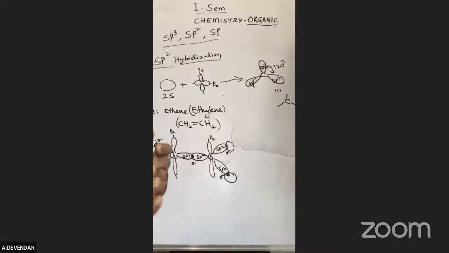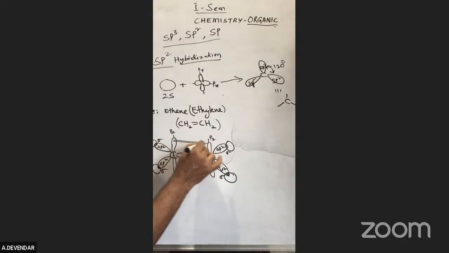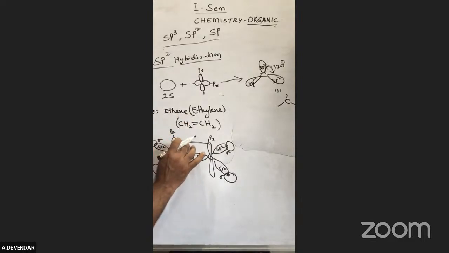The pi bond is formed by lateral overlapping. This is head-on overlapping, and this is lateral. Due to the lateral overlapping, you get the double bond, and when this lateral overlapping takes place, you get the pi bond. This is called the ethylene molecule under sp2 hybridization.